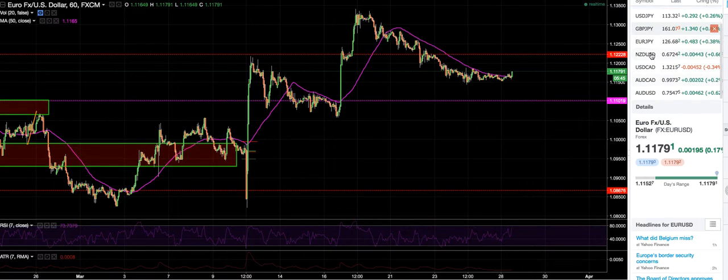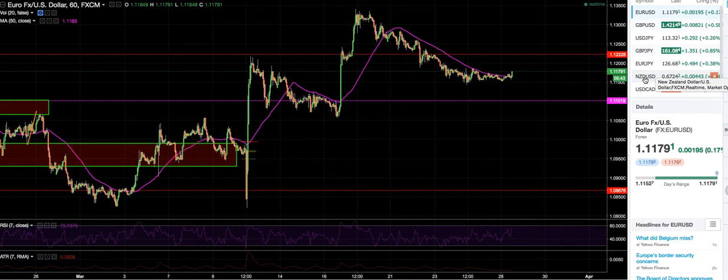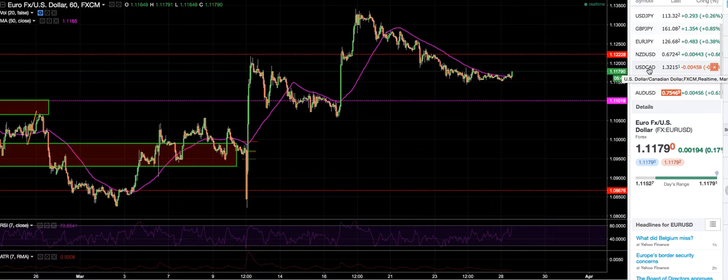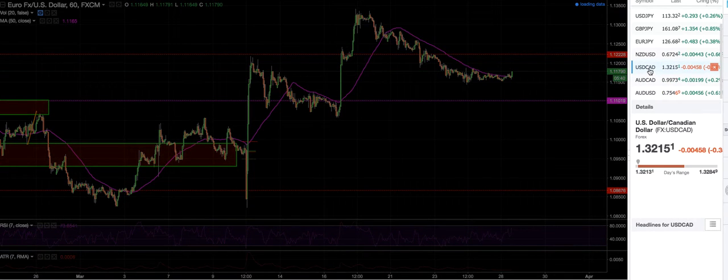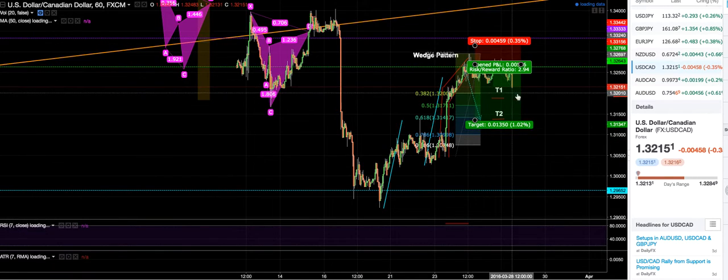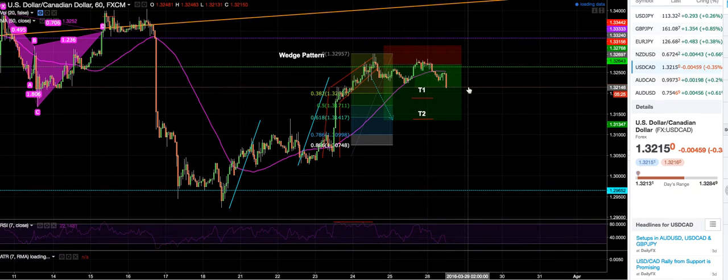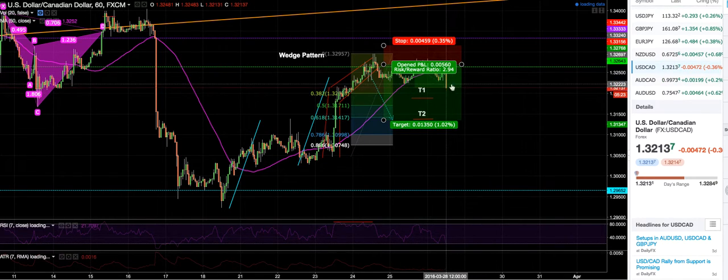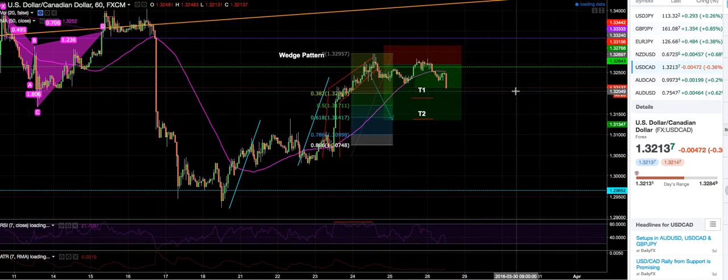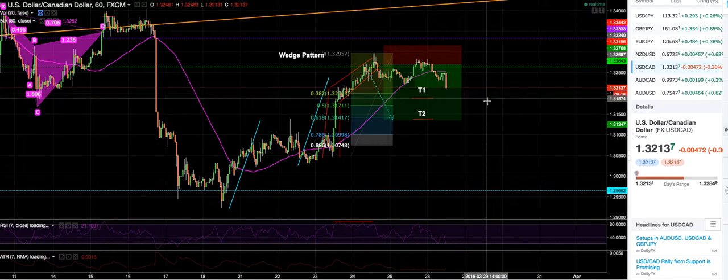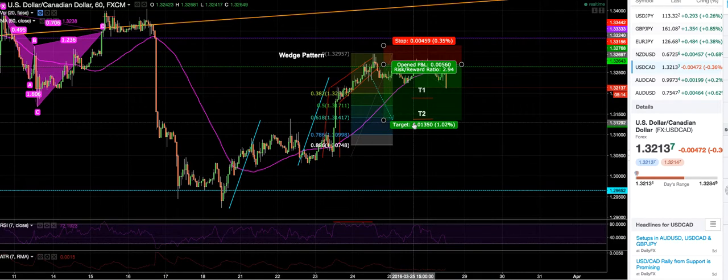I do have a trade on from last week. It's the dollar CAD. I believe that I showed you guys this trade. I posted it on TradingView as well. So this is basically how the trade looks, and it looks like we're getting some movement in the market right about now, which is pretty awesome. We're coming down to target 1.